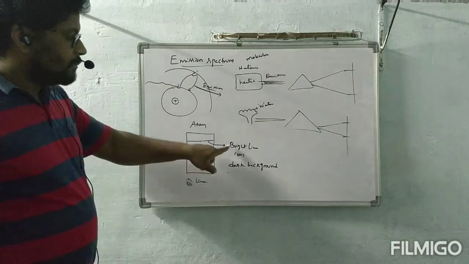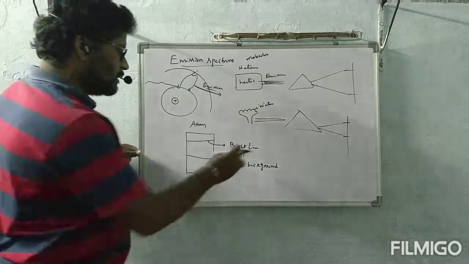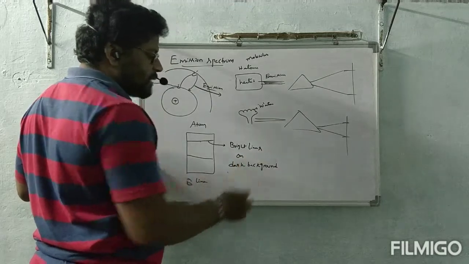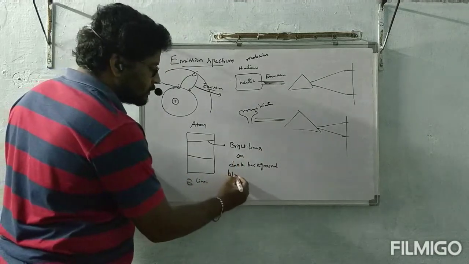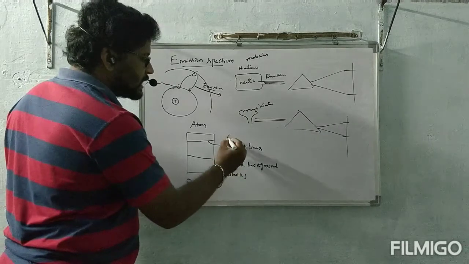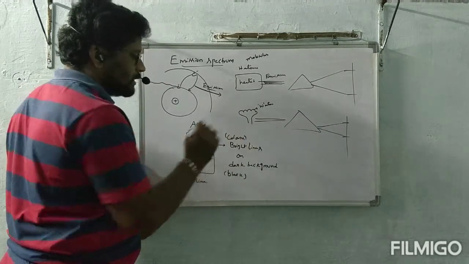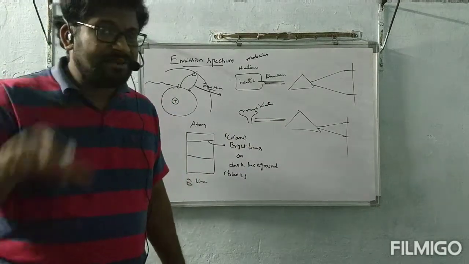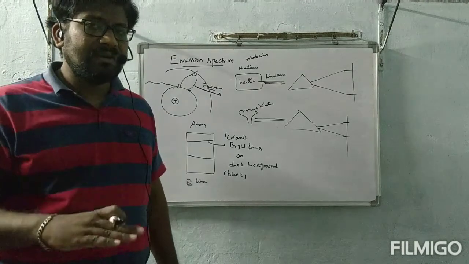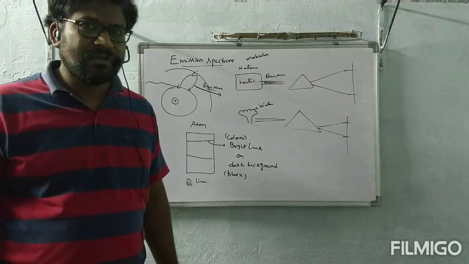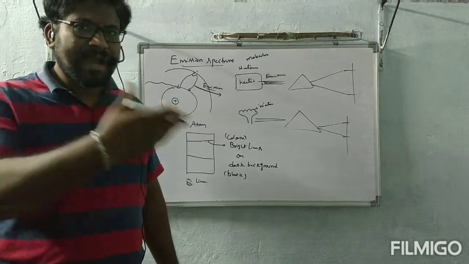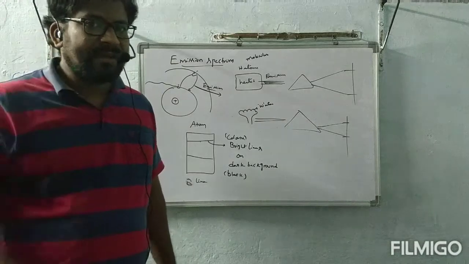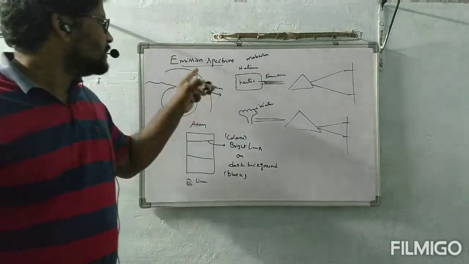One more time. Bright lines on dark background. Dark means black. Bright means colors. In yesterday's class, I sent some videos. In those videos, you have seen the difference between emission spectrum and absorption spectrum. In emission spectrum, the background is black, and on that there are different colored lines with gaps. That is about emission.